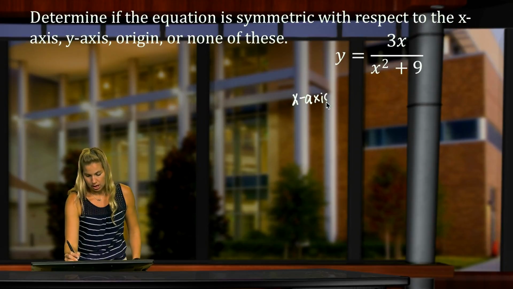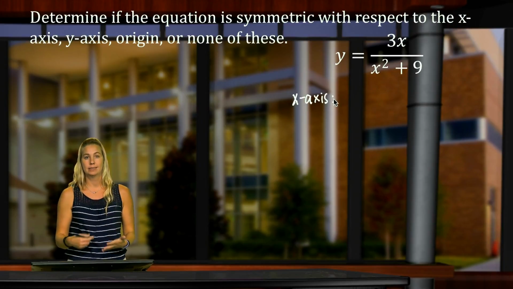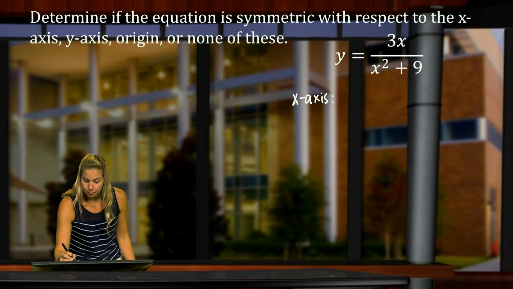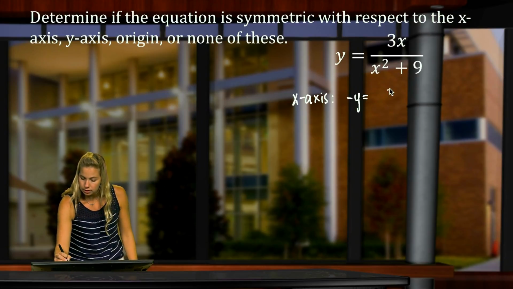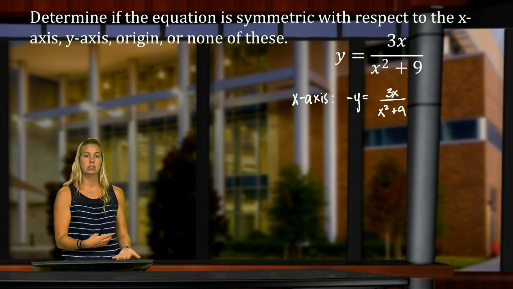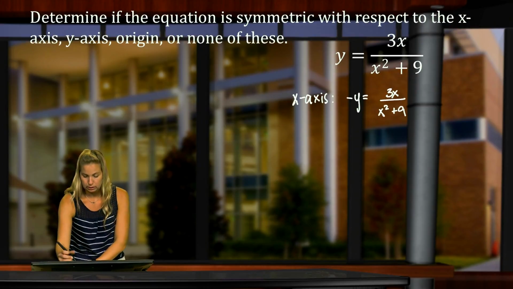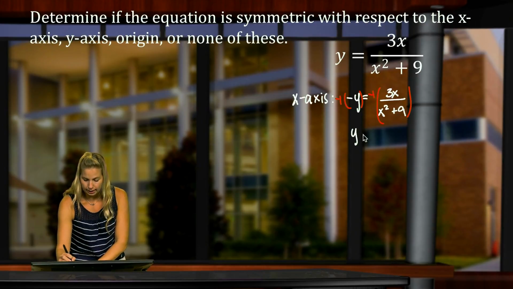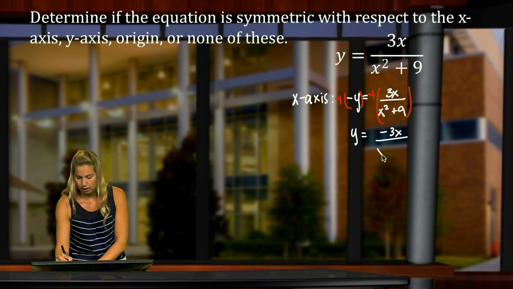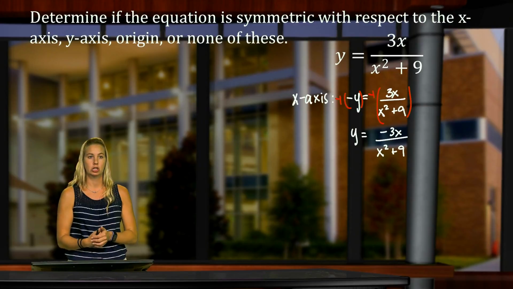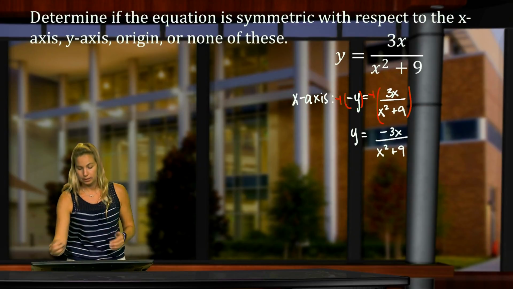To test for symmetry with respect to the x-axis, you're going to take all your y values and replace them with negative y and then simplify. So we've got negative y equals 3x over x squared plus 9. Now to compare this to our first equation, we want to get rid of the negative on y, so I'm going to multiply both sides by negative 1. So we get y equals negative 3x over x squared plus 9, which we can clearly tell is not the same as our original equation, so it's not symmetric with respect to the x-axis.